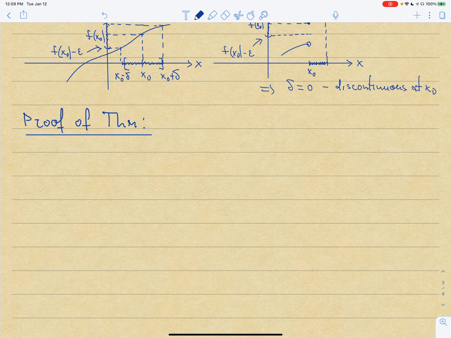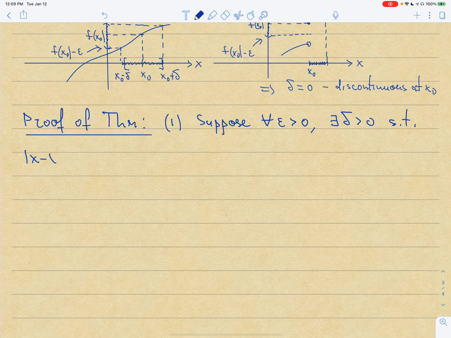So number one, I'm going to prove it backwards. Suppose for any epsilon, there exists delta greater than 0 such that |x minus x0| less than delta implies |f of x minus f of x0| is less than epsilon. All right.